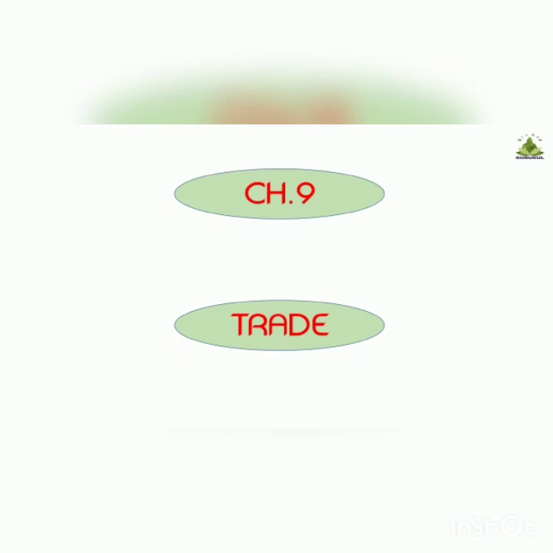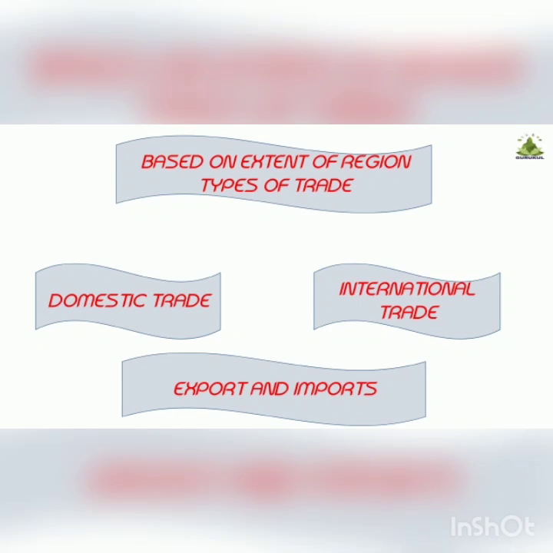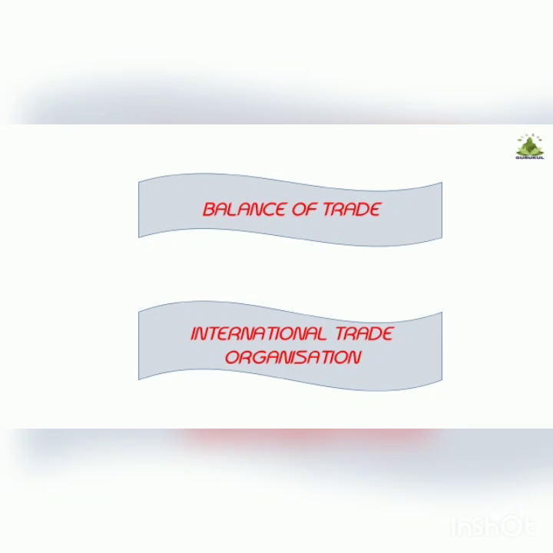We have started with chapter 9, Geography, that is trade. In the last video, children, we have discussed the types of trade based on the extent of a region, that is domestic trade and international trade. With this, we have also seen the concept of export and import. In this video, children, we'll be dealing with balance of trade and international trade organizations.